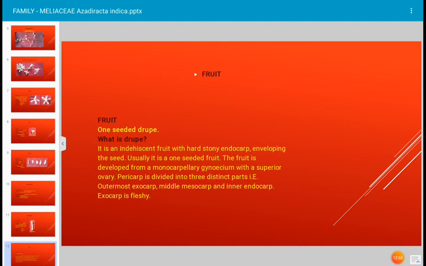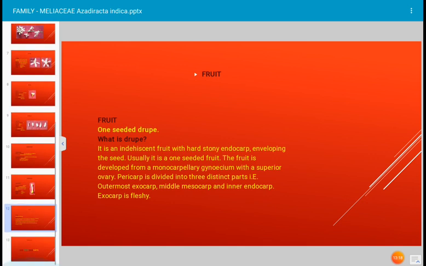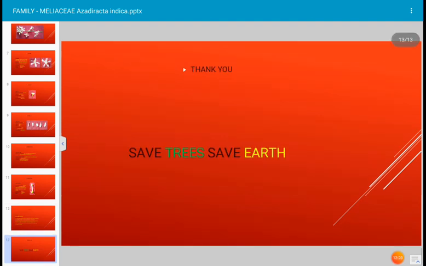The fruit is developed from monocarpellary gynoecium with a superior ovary. Pericarp is divided into three distinct parts, that is outer exocarp, middle mesocarp and inner endocarp. Exocarp is fleshy. This type of fruit is described as drupe type of fruit, and in Azadirachta indica one-seeded drupe occurs.